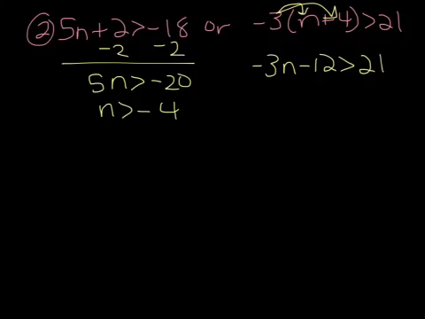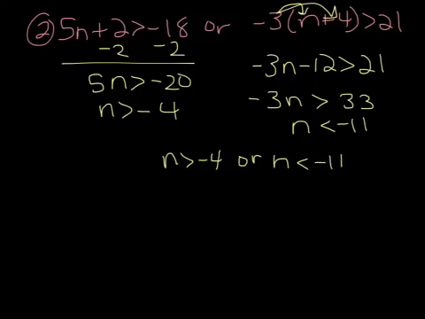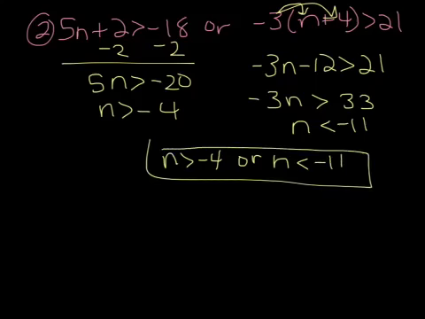If you add 12 to both sides, you get negative 3n is greater than 33. And you end up getting n is less than negative 11. Don't forget, when you divide both sides by negative 3, you end up reversing your inequality sign. So now we're going to write out our answer as n is greater than negative 4 or n is less than negative 11. So let's graph.